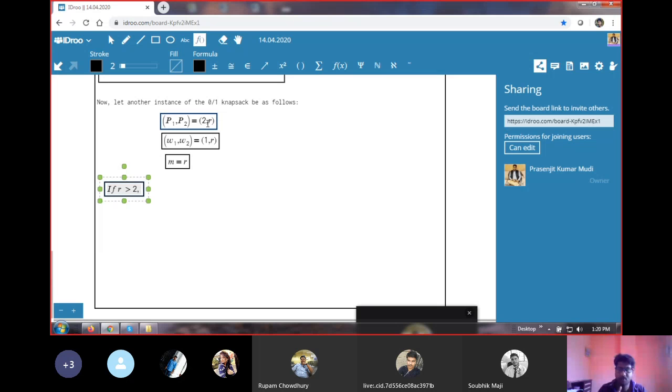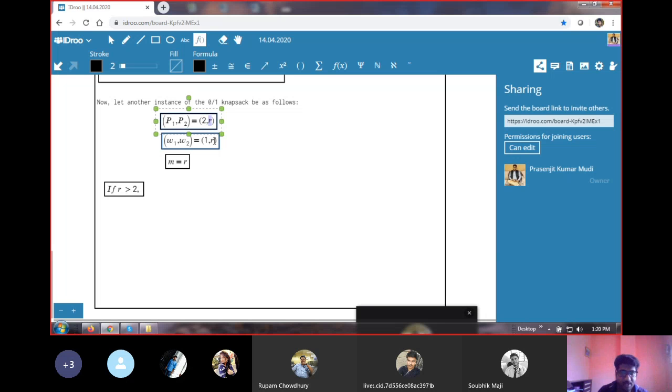So that means one object you will take, the other you will not take. So which object do we have to select? Exactly one object out of two objects we have to select, otherwise not. In that case, whether you will select the first object or the second object. If r is greater than 2, obviously you will take the second object, to maximize the profit.